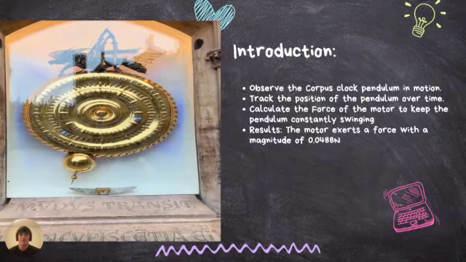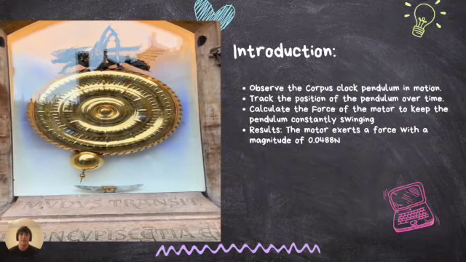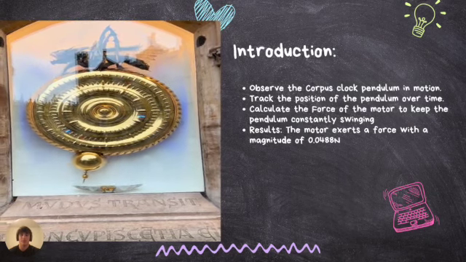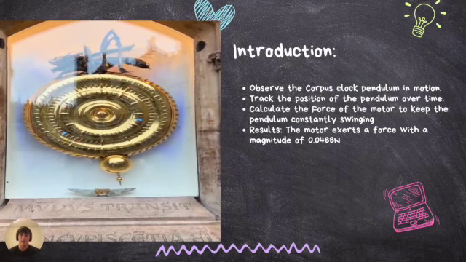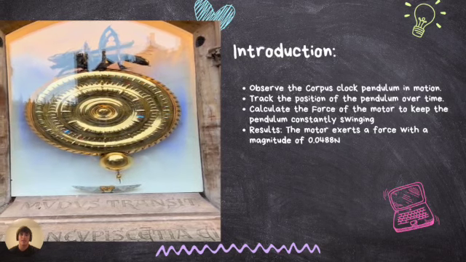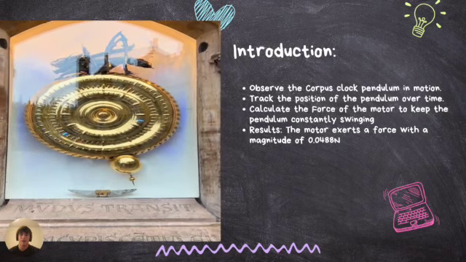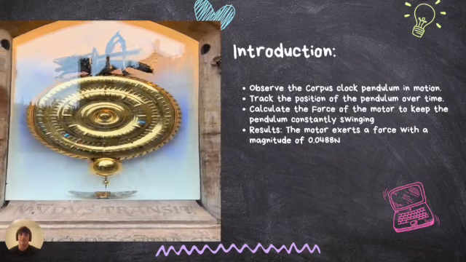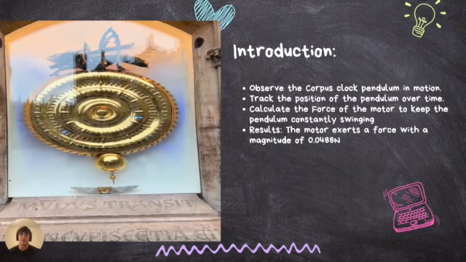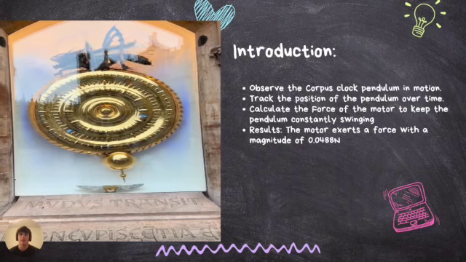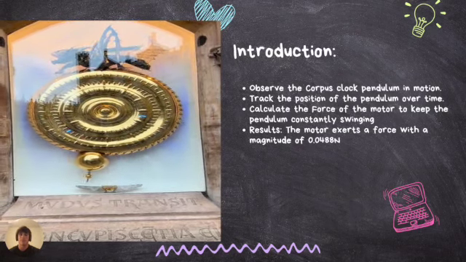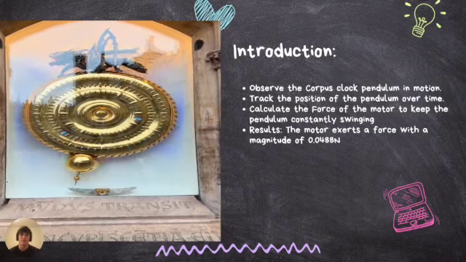As an introduction, in this lab I chose to complete a lab that is purely an experiment, and I used Tracker to analyze the change in position of the pendulum of the corpus clock. I filmed the video used for the lab while I was in London for the break. After tracking the pendulum's position, I used many of the physics concepts from class to calculate the force the motor exerts to keep the pendulum constantly swinging and advancing the clock. For my results, I found the motor exerts a force with a magnitude of 0.0488 newtons.